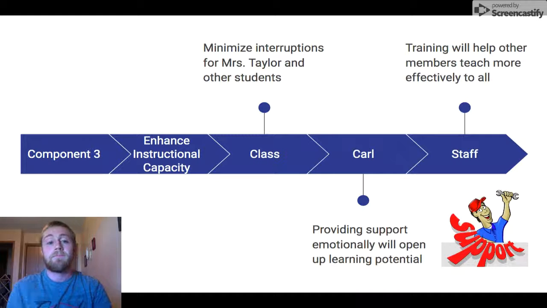Component 3, enhancing the instructional capacity. So for the class, minimizing interruptions for Mrs. Taylor and other students, again, that's going to enhance their experience of education and open them up for better education. For Carl, providing the support emotionally will help open up his learning potential. If you're in a crisis, you're not going to be able to learn. And finally, for staff, training will help other members teach more effectively to all their students in the future and now.